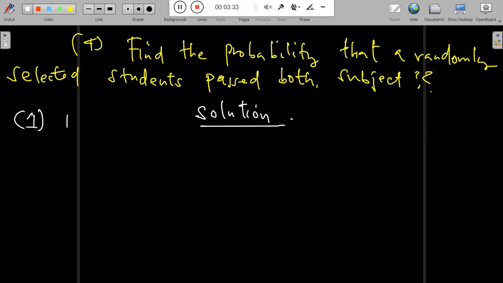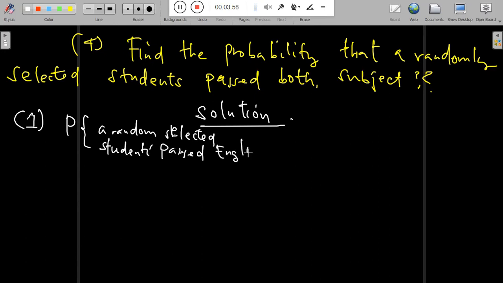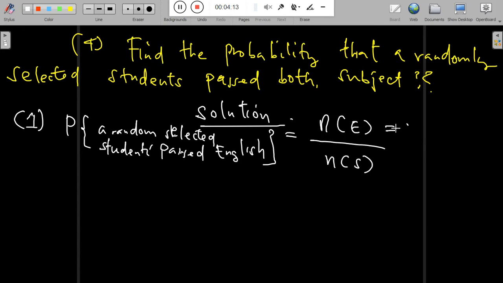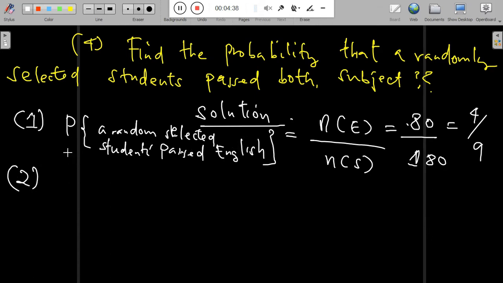Now, the solution. We let A represent the students who passed mathematics, and B represent those who passed English. When we are required to find, in part 1, the probability that a selected student passed English, we take the number of events over the number of the sample space. The number of students who passed English was 80, divided by the total sample space, that is 180. So the probability is equal to 4 over 9.